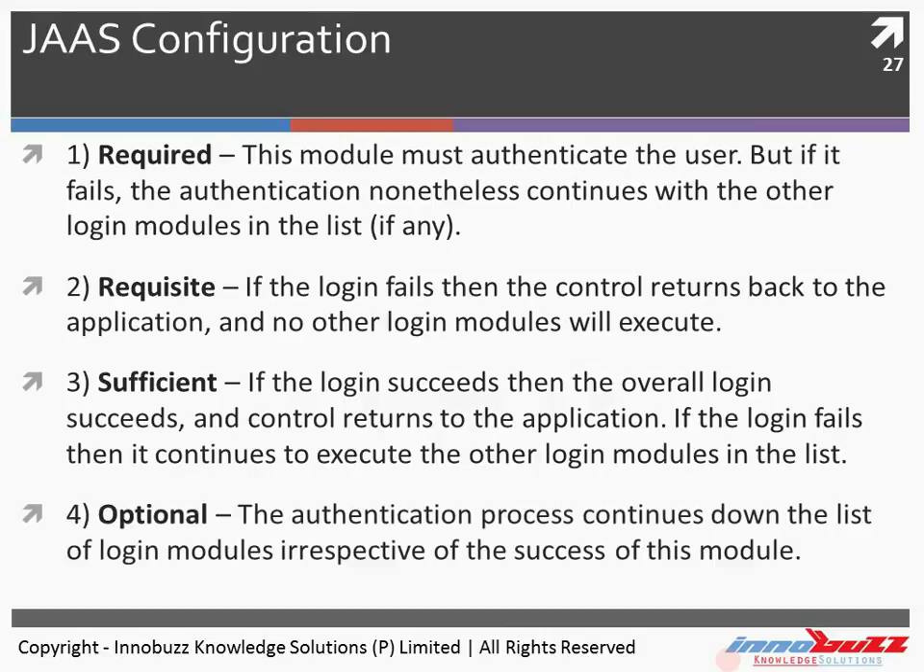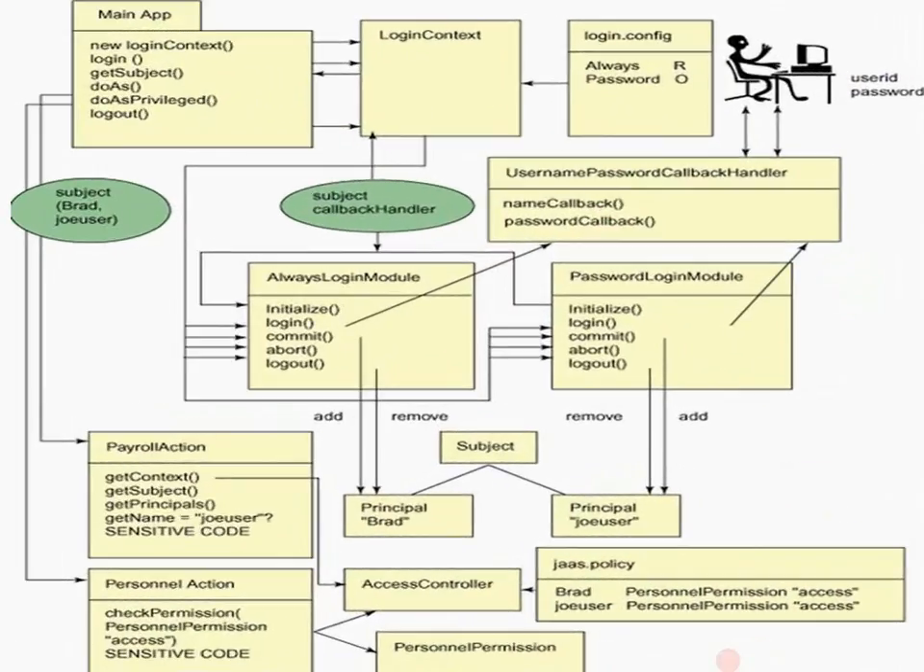So let's see the demo on JAAS. This is the pictorial representation of the demonstration which we are going to see now. The authentication entry will always start from the login context, which will have the login method in it. Finally, it also gives methods like getSubject, doAsPrivileged and logout.